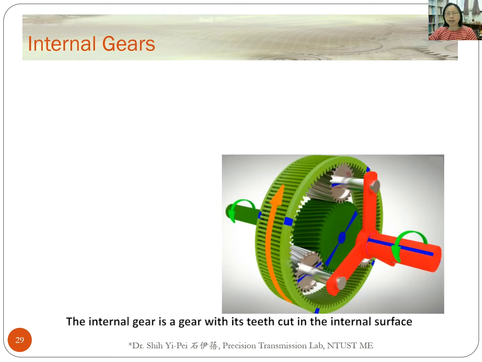The internal gear is a gear with its teeth cut in the internal surface of a cylinder and meshes with an external pinion gear. The addendum circle for the internal gear is inside the pitch circle, and the tooth profiles are concave rather than convex. Internal gears are commonly used in planetary gear systems and compact gear boxes.